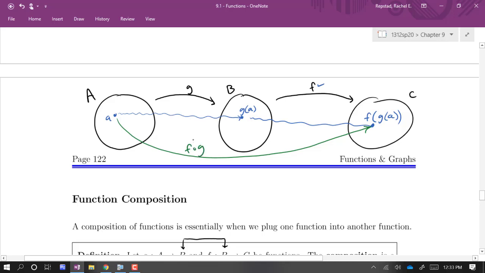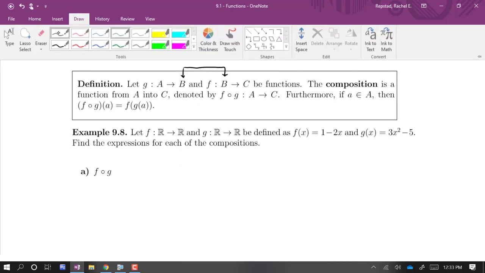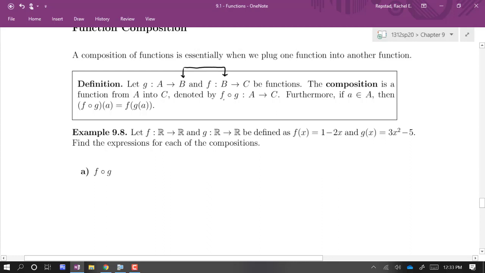And we use that little circle in between to denote a composition. So here it is in the definition, the composition from A to C, which we denote as F of G. If A is an element of A, then F of G of A is just F of G of A. And when you look at a composition like this, the innermost function is applied first, and then you do this one last.